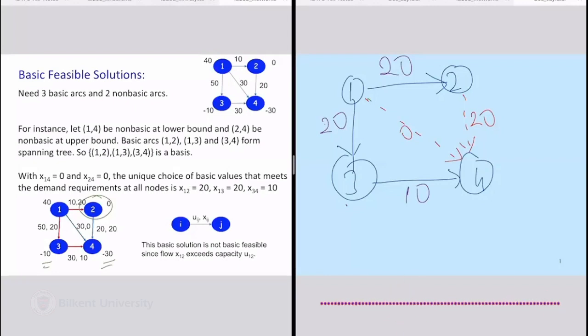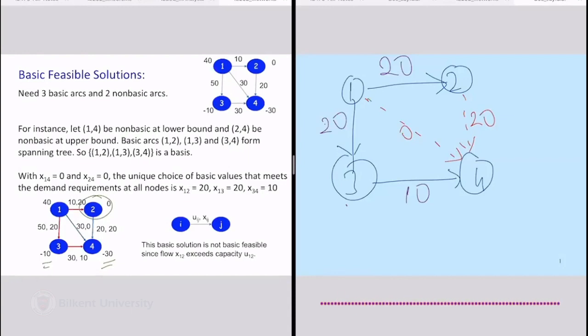Okay? So these are the values of the flows. These are the x's on the graph. Now the question is, I did solve Ax equals b corresponding to this spanning tree. So I have set 1, 4 as 0, 2, 4 as 20, and I solved for the rest of the variables. Apparently, I find 1, 2 should be 20, 1, 3 should be 20, and 3, 4 should be 10.